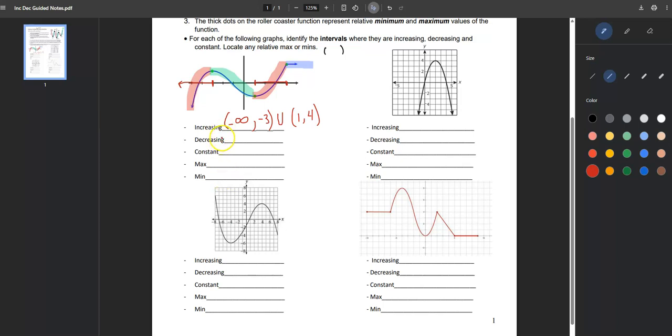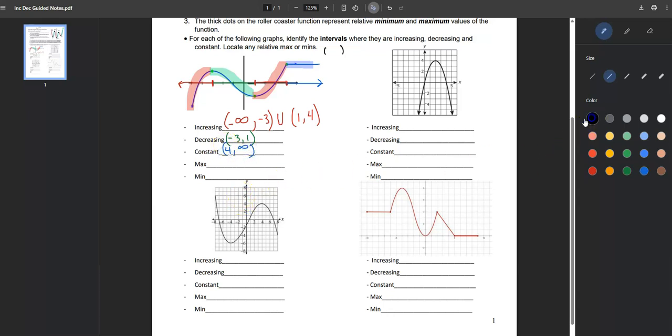Okay? And then my decreasing is going to be my green sections. That's going to be from this -3 all the way over to the -1. So from -3 to 1, it's decreasing. And then, again, my constant is going to be this part right here that goes for forever. That way, again, from here all the way that way. So it'd be from 4 to infinity.